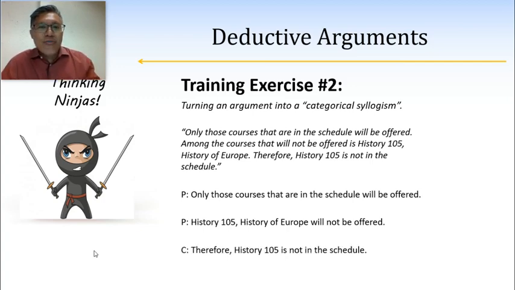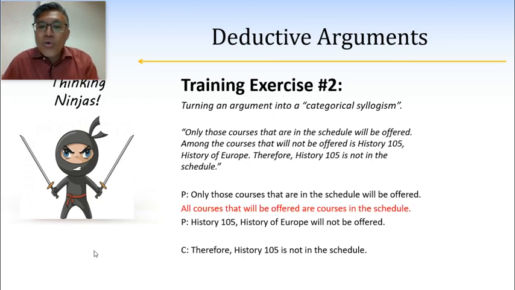Okay, again, lots of ways of phrasing a claim, a belief, right? It can be kind of confusing because we get bogged down in the words and the language. So let's go ahead and simplify the claims now to something more standard. Only those courses that are in the schedule will be offered. Now, can you see what type of claim that is? Is it an A claim, an E claim, an I claim, or no claim? Only those courses that are in the schedule will be offered. Well, doesn't that mean all courses that will be offered are courses in the schedule? Take a second to think about that if it's not obvious, right?